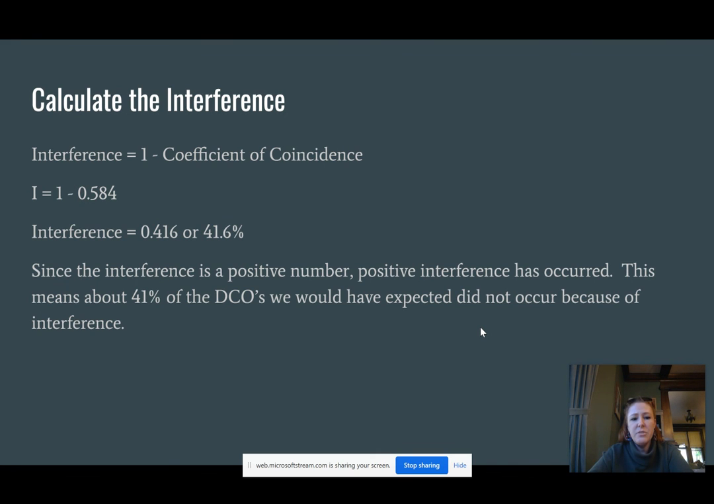We can calculate the interference by just subtracting the coefficient of coincidence from 1. So the interference in this case was 0.416 or 41.6%. This is a positive number, so we had positive interference. And about 41% of the double crossovers we would have expected did not occur in this case because of interference.